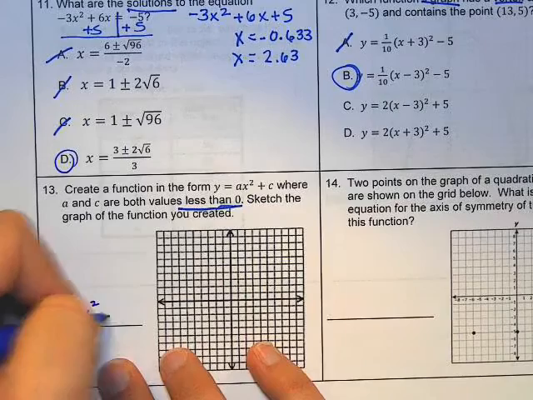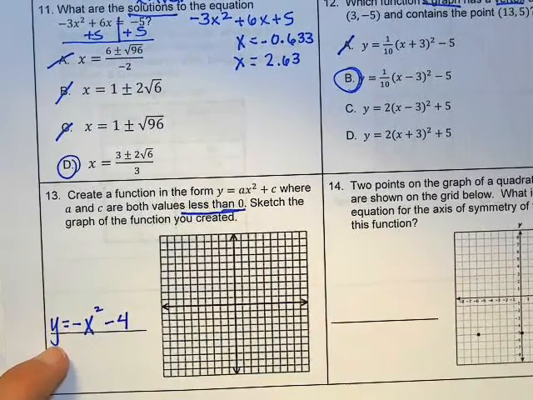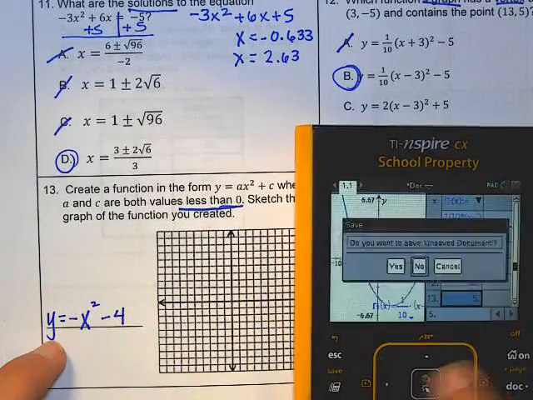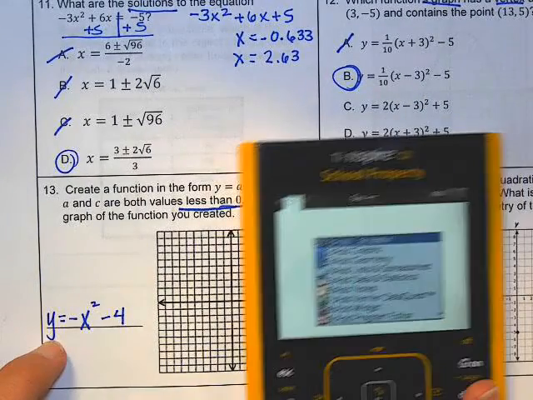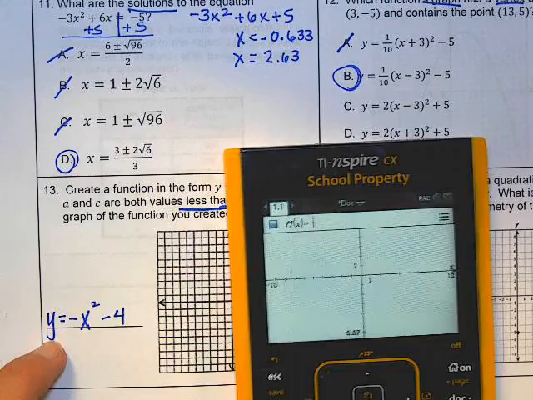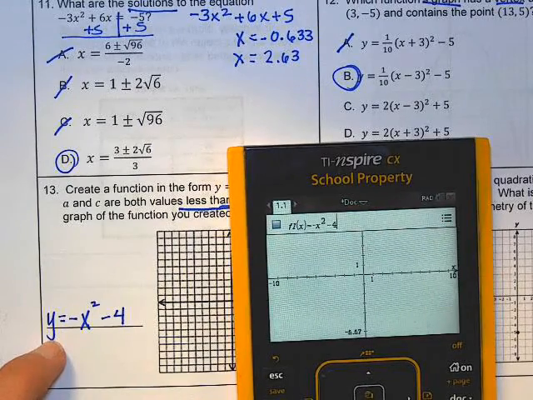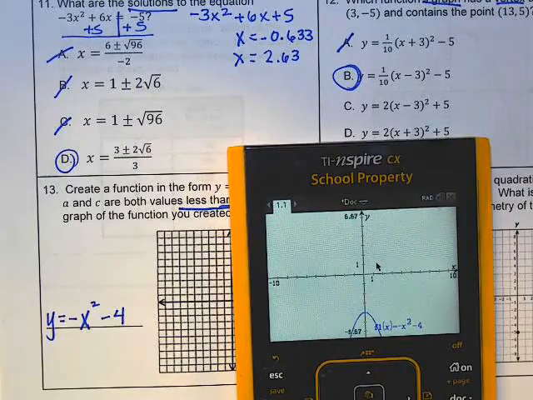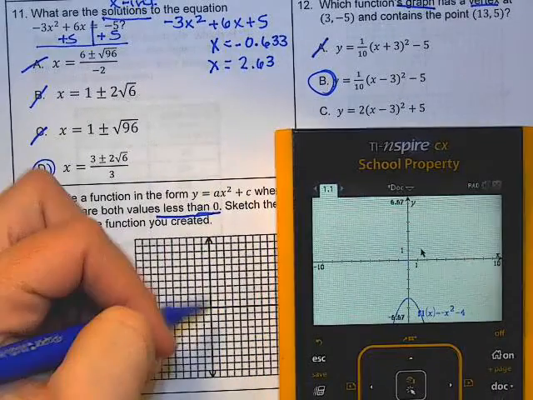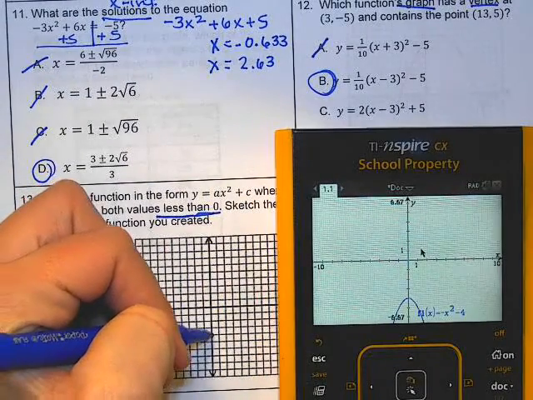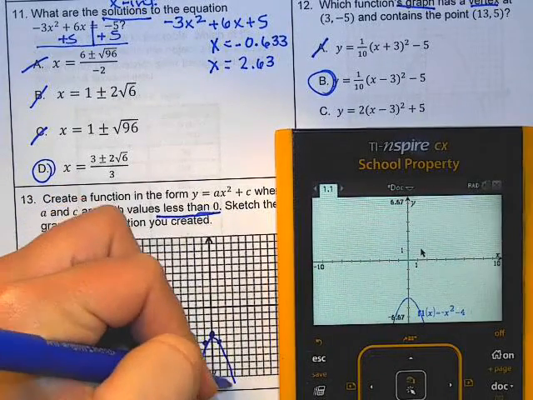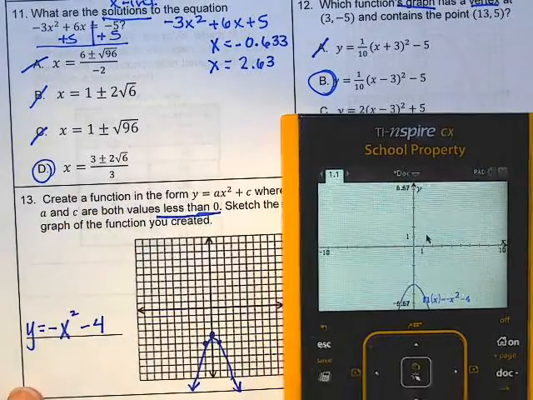-4. Oh. Okay. What should I do? Graph it in the calculator. Okay, here we go. Negative x squared minus 4. What happened? Shifted down how many? 4, and it's upside down because it's a negative x squared.